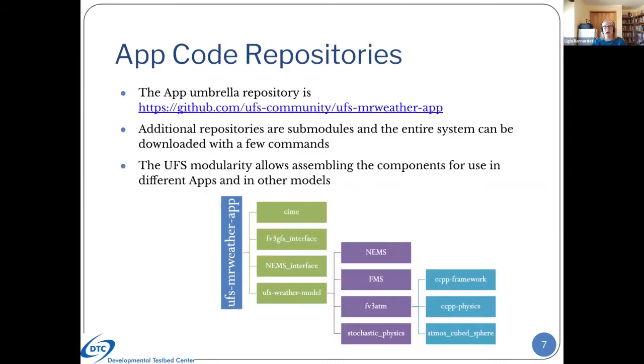So in terms of code repositories, for how all these components are, where they're housed. So we have an umbrella code repository for the application. It is on GitHub as it is listed there. It is on the GitHub space called UFS-community. And the repository name is the UFS-MRWeather for medium range weather app. But this is just the entry point repository. There are additional repositories that are submodules of this main umbrella, but that is not a problem for the users of the app because the entire system can be downloaded with just a few commands. So this is just information under the hood for you.